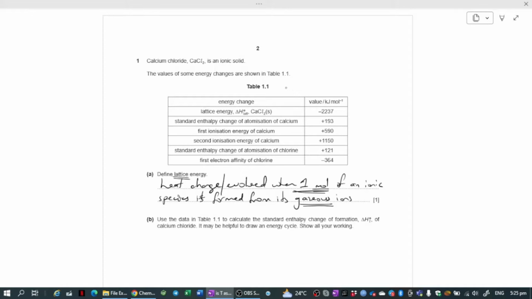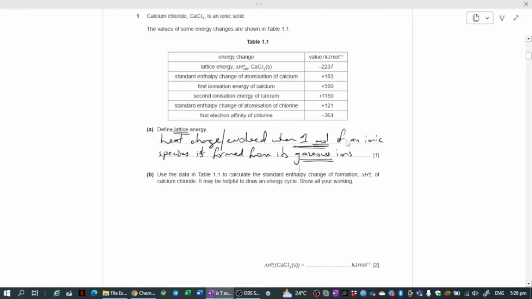Now, if the question had asked you to define the standard enthalpy of lattice energy, you would have to additionally include that standard conditions will be applied. So it will be the heat change or heat evolved when 1 mole of an ionic species is formed from its gaseous ions under standard conditions, which would be 298 Kelvin, 1 atmosphere. That is if they had asked you for the standard enthalpy change of lattice energy. In this case, they're just asking for lattice energy, so we don't need to mention the standard conditions.